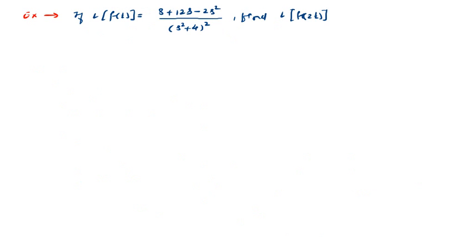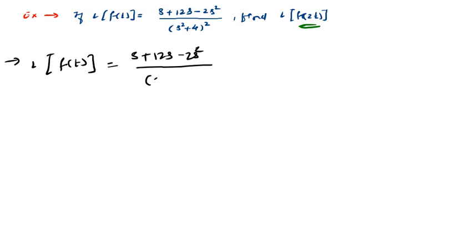Let us see one more example, to find the Laplace transform of the given f of 2t. What is given to us is L of f of t, which is s plus 12s minus 2s square upon s square plus 4 whole square. Now we are changing this scale to 2t, so this will be f of 2t, and we need to find L of f of 2t.